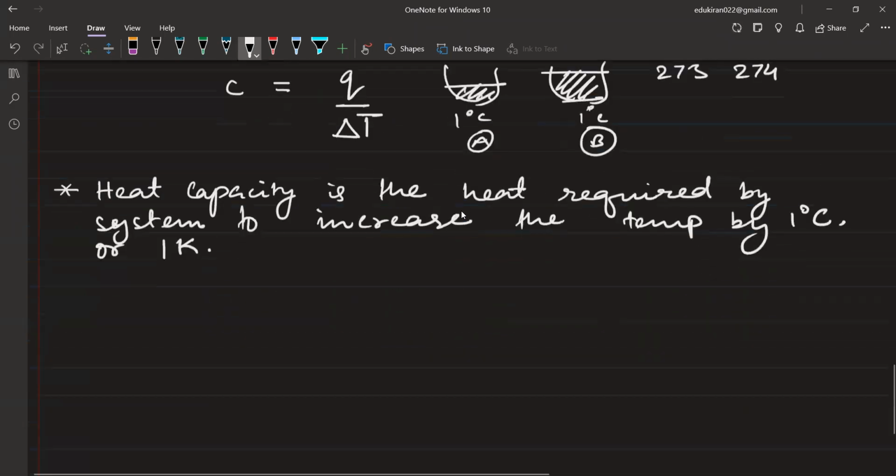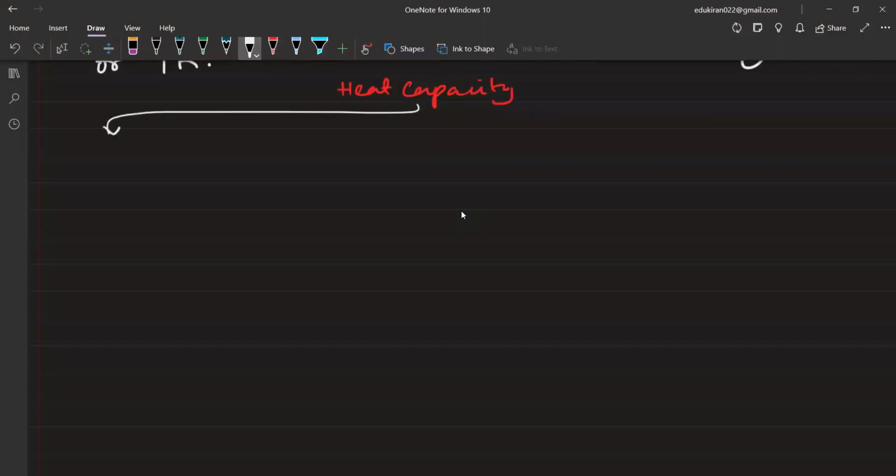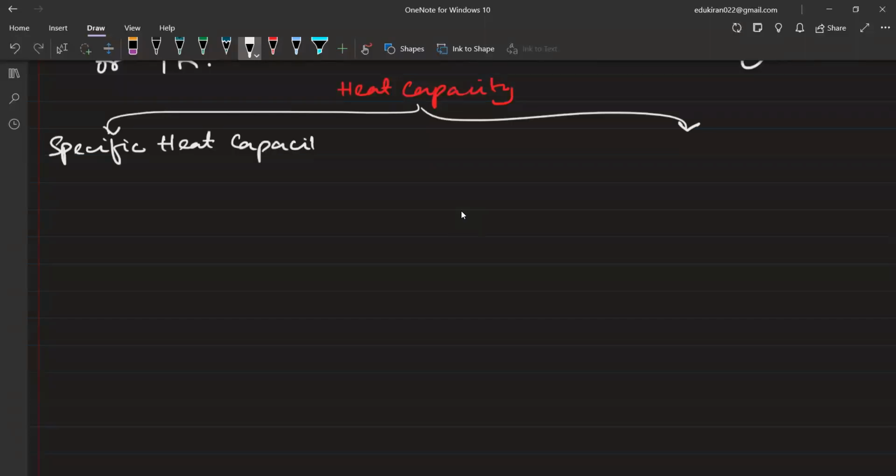So on the basis of that, heat capacity is of two types. Please write heat capacity and make branches for heat capacity like this. Specific heat capacity, it takes mass as constant. Okay, mass in grams as constant. And then we have molar heat capacity.